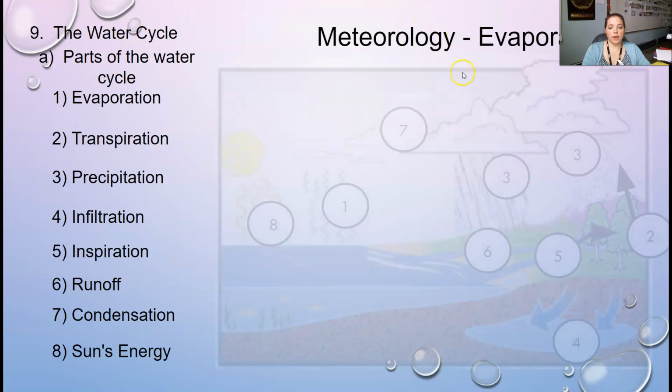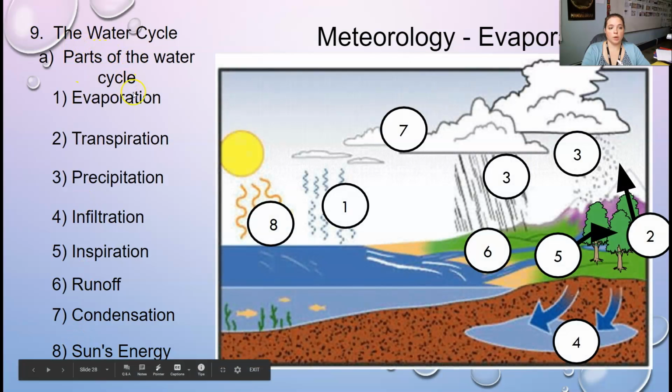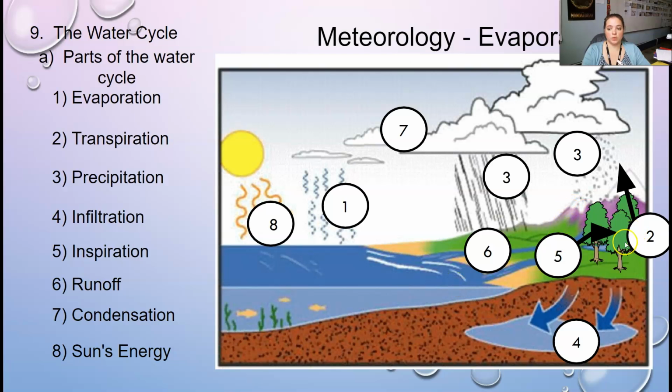Okay, so we have this lovely diagram right here, and if I was to put down the parts of the water cycle, here's evaporation that's going up. Transpiration is from the trees. Right here's precipitation. There's some more precipitation. This is infiltration. It's going inside. Number 5, I think that should be transport. Runoff. It's coming down right there. Condensation. That is the formation of clouds. And sun's energy at 8.